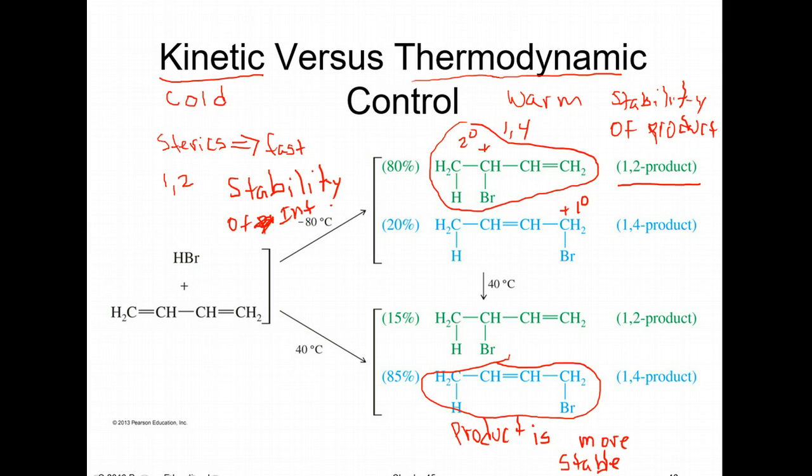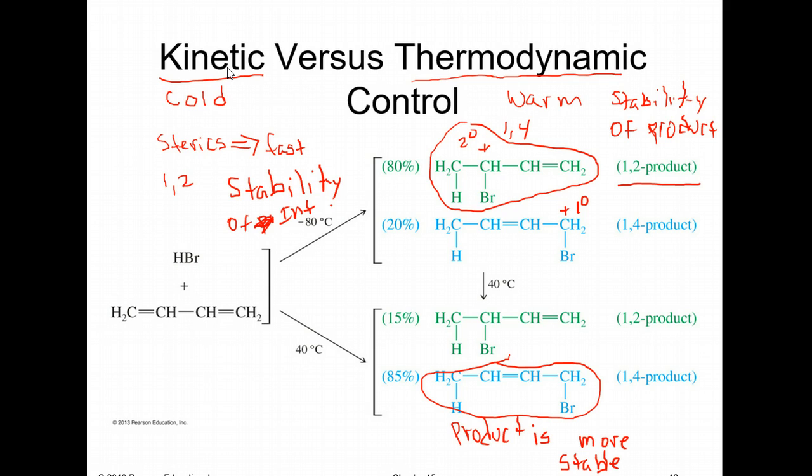Okay, so a more stable product is based on thermodynamic control. A more stable intermediate is kinetic control. All right, so if you have two possible products that can form, you look at the intermediate. Whichever one is more stable, that's going to be the kinetic product. And it's usually done under colder environments because it's more stable. It's a lower activation energy.